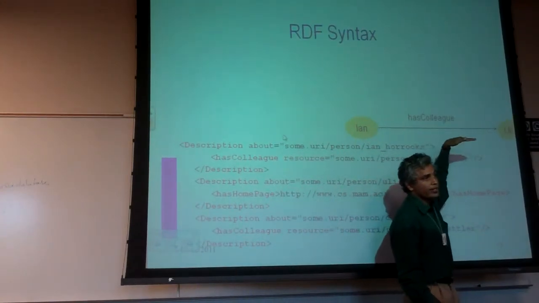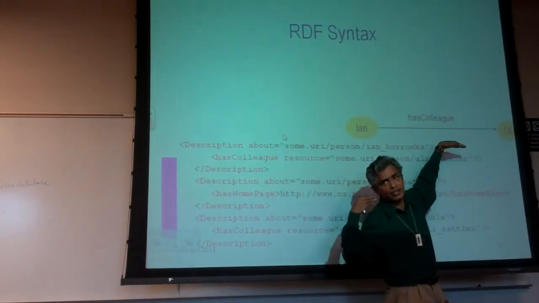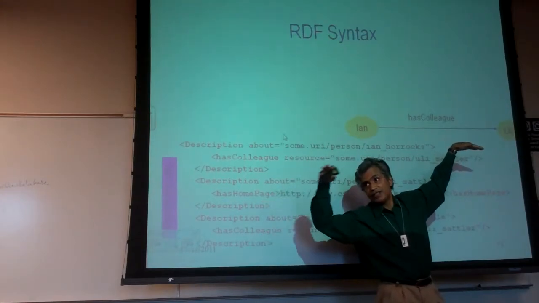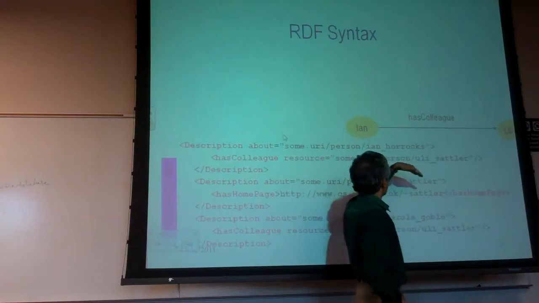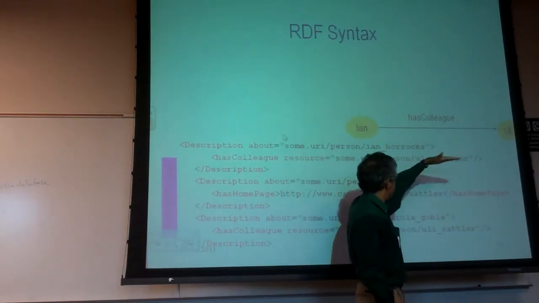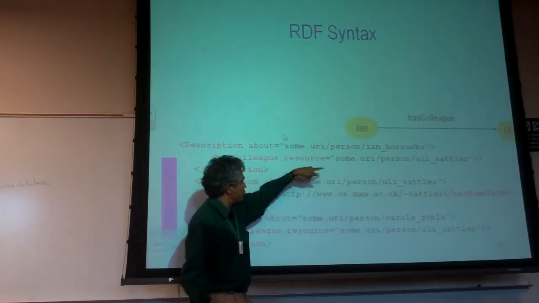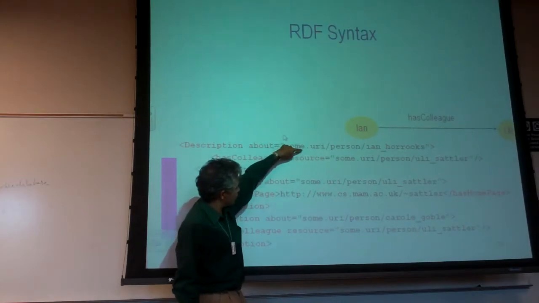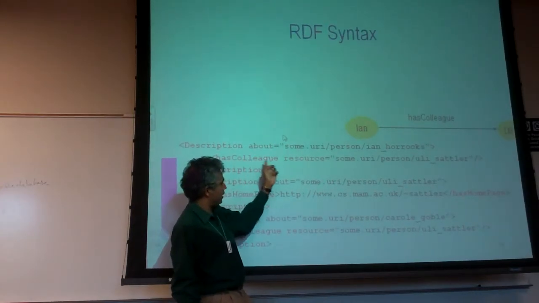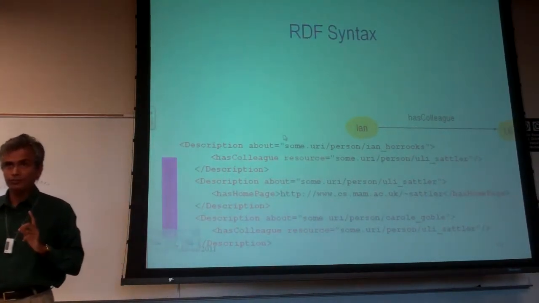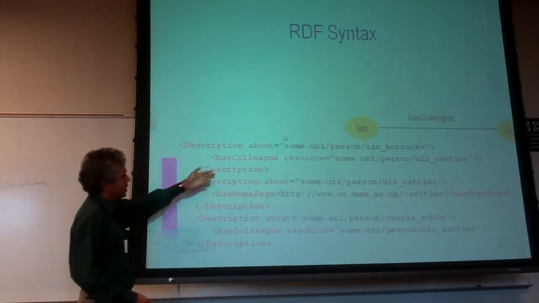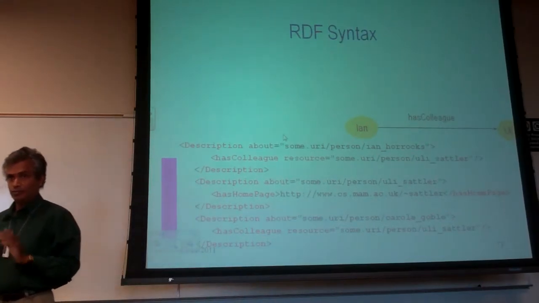a directed property. This is kind of a funny thing that RDF does. Each property is sort of directed. There's a subject and an object for each property, and then has colleague Uli, and so that's why the property of this URL called has colleague has this value. That's what you're saying. Okay, and then you can write more descriptions.